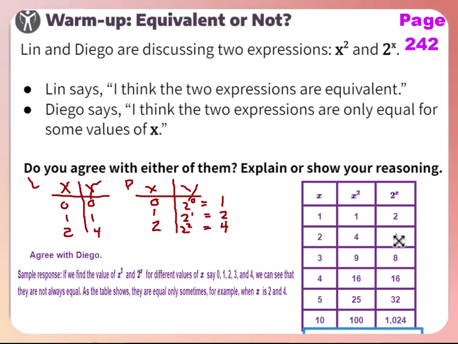They're sometimes equal. Okay, we can see that here in 2 squared. But they're not equal when x is 3. 3 squared is 9, and 2 to the third power is 8. Okay, they're equal when x is 4, but not when x is 5. The higher that x gets, the quicker that exponential number gets larger than the squared term.